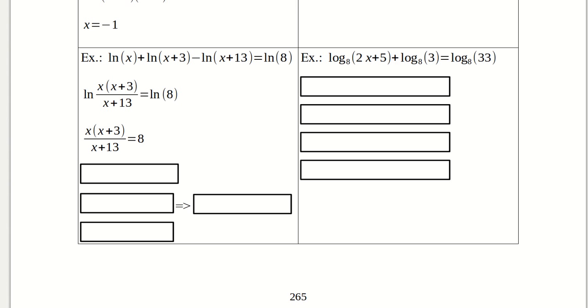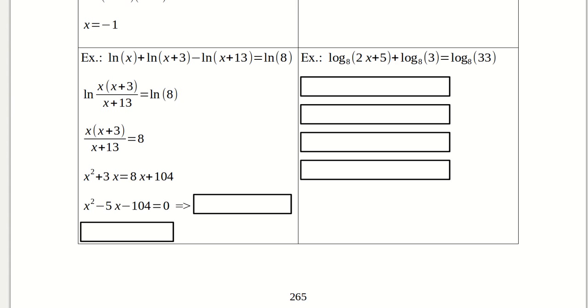That is the stuff inside. You can just think of getting rid of the logs. That's true because logs are 1-to-1. Now, I'm going to cross multiply. I'm going to expand in the numerator, that is, distribute that x, and we get something that's definitely quadratic and heading towards the zero factor property. So we'll subtract 8x, we'll subtract 104, and this factors kind of nicely. X plus 8 and x minus 13.